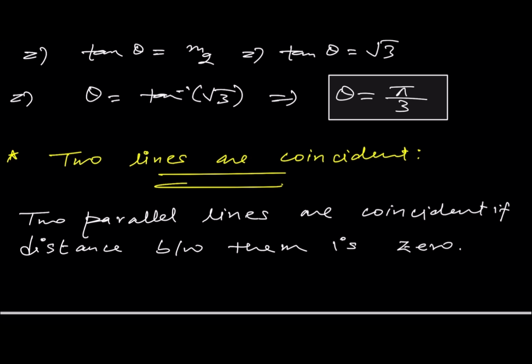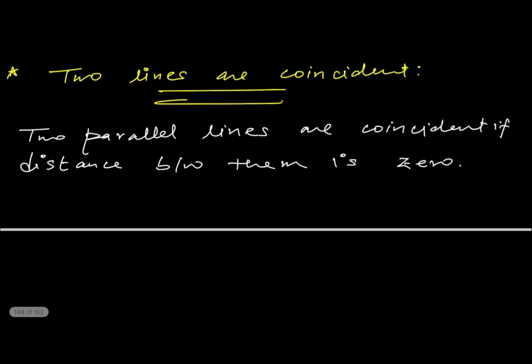Okay, what I said, if one line is, say, L1, and another line which is parallel to L1 and the distance between them is 0, or you can say the other line is overlapping with L1, say L2, in that case, the lines are coincident.